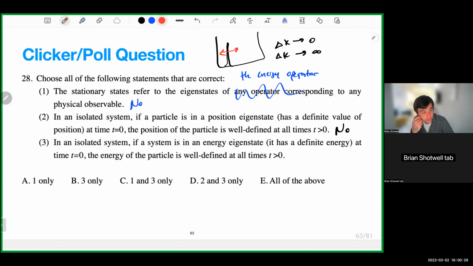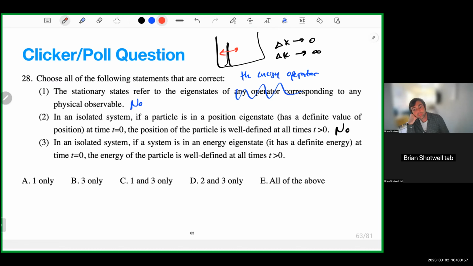And the final question: in an isolated system, if a system is in an energy eigenstate at time t equals 0, the energy of the particle is well defined at all times t greater than 0. The answer is yes. This one isn't quite so obvious. This is maybe outside the realm of what we want to talk about here.